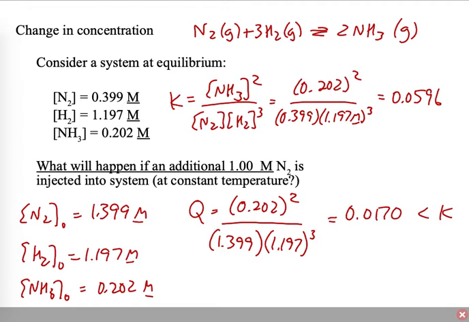And because Q is less than K, we would predict that we would shift toward the products in order to increase the concentration of products and decrease the concentration of reactants. And that makes sense because the stress we placed on the system at equilibrium was to add excess reactant. So to minimize the effect of that stress, it will shift in such a direction as to use up that reactant, which is in the forward direction.